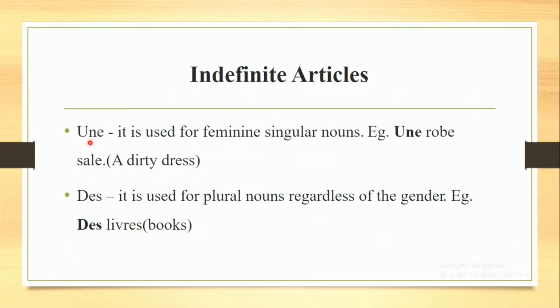Une. Une is used for feminine singular nouns. So the last indefinite article is des. It is used for plural nouns regardless of the gender. So in this example, livre is in its plural form. So since it's in a plural form, you don't need to worry about the gender. Just take des and put it in front of it.